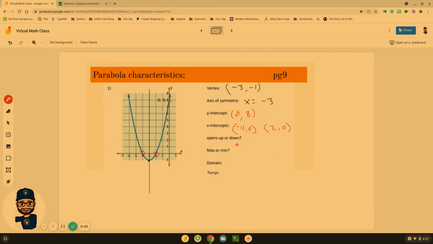Does the graph open up or down? Hopefully we see that it opens up. And because it's opening up, what would we call this very bottom point? That is a minimum. It's the lowest point on this graph.